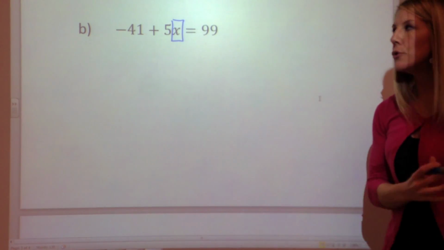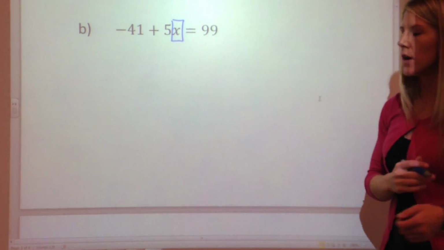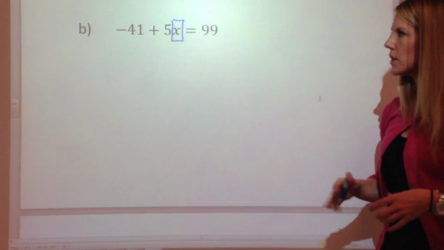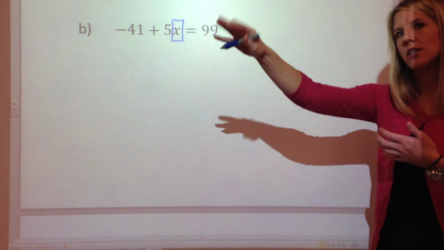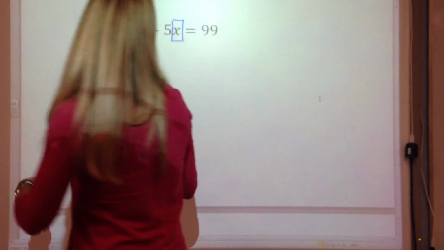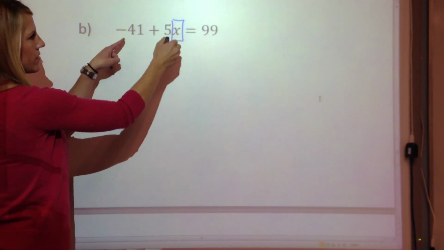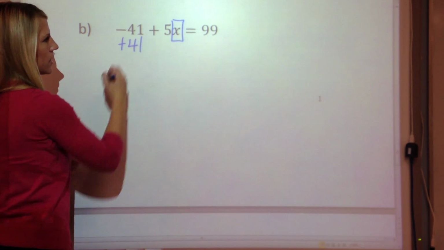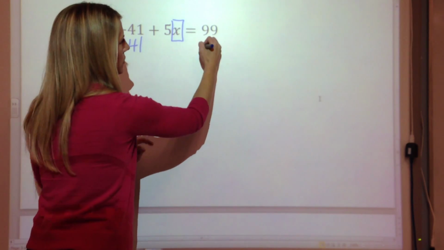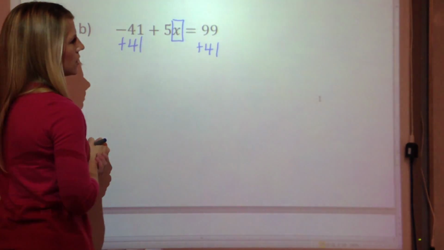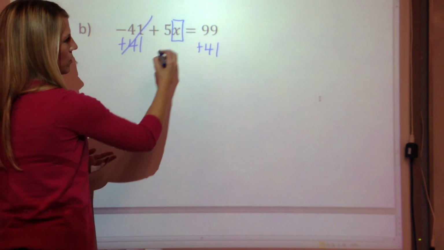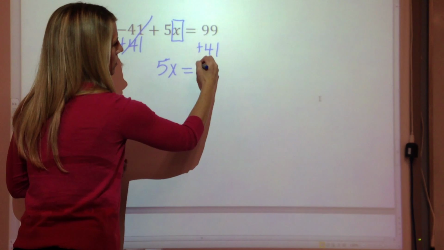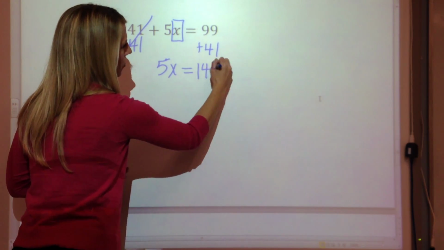So I first want to move the negative 41. It is not directly attached to x, so one way to think of it is that it's the easiest thing to get rid of first. I can kind of just push it away. So I have negative 41 plus 5x. How do I make this 0? Negative 41 plus 41 is 0. If I do it on the left side, I have to do it on the right side. So that's 0. I'm left with 5 times x equals 140.